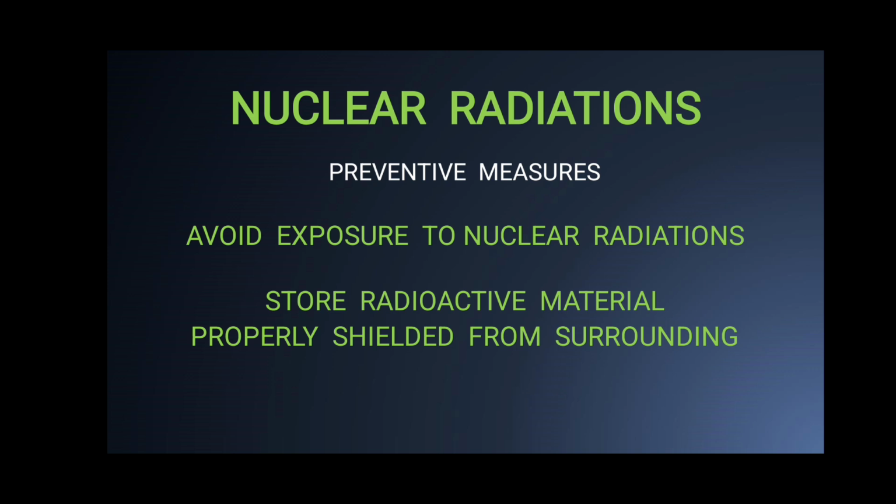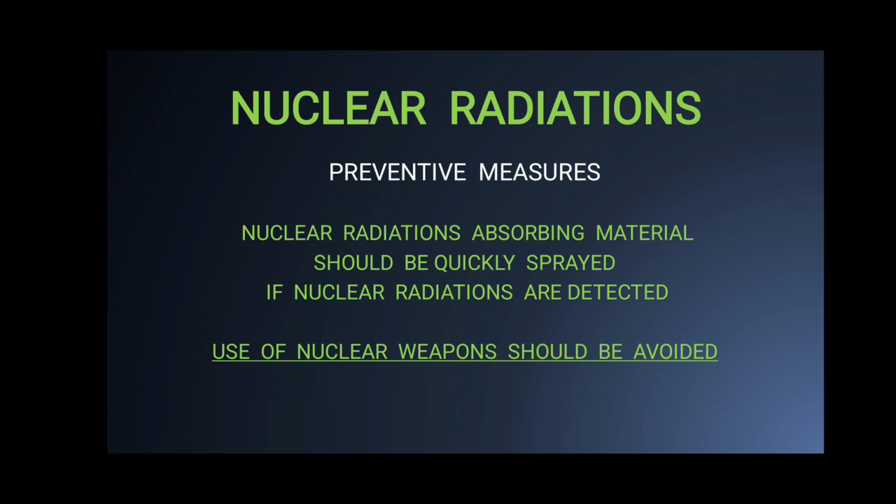First point is to avoid exposure to nuclear radiations from radioactive materials. Radioactive materials should be properly shielded from their surroundings. Nuclear radiation absorbing material should be quickly sprayed if nuclear radiations are detected somewhere. Use of nuclear weapons should be avoided.